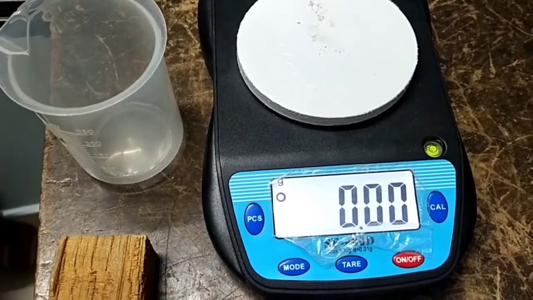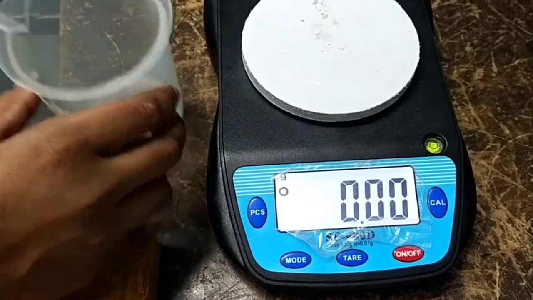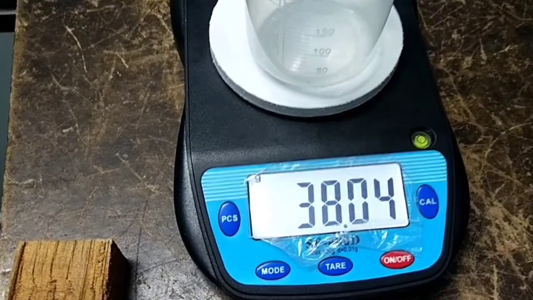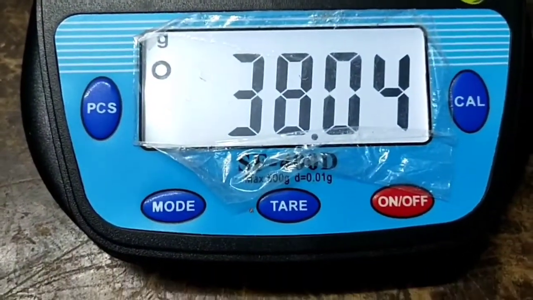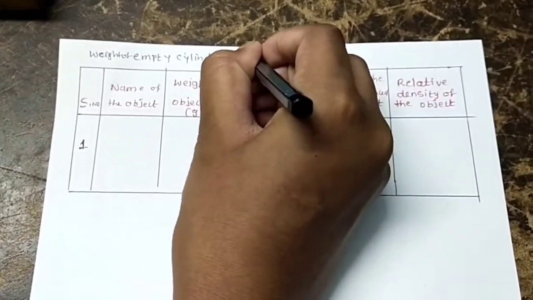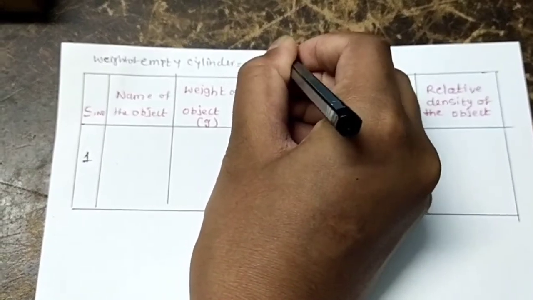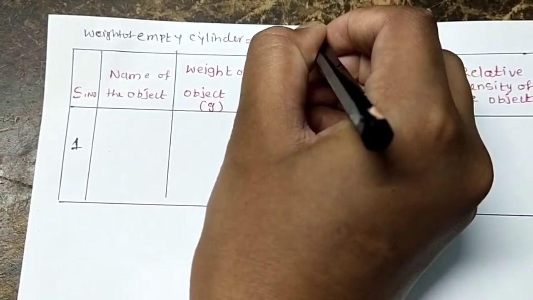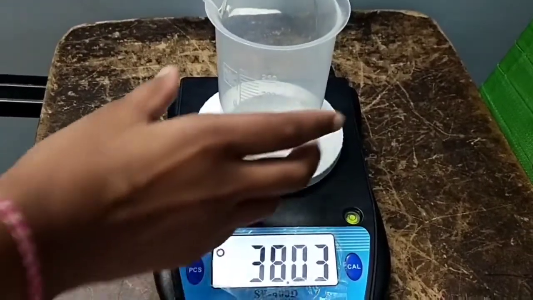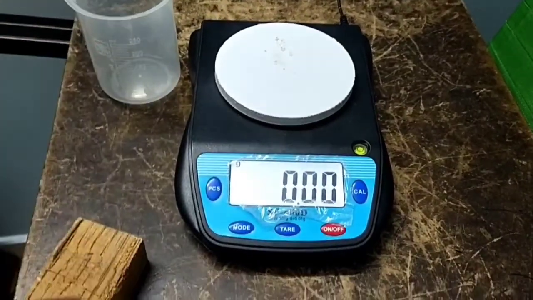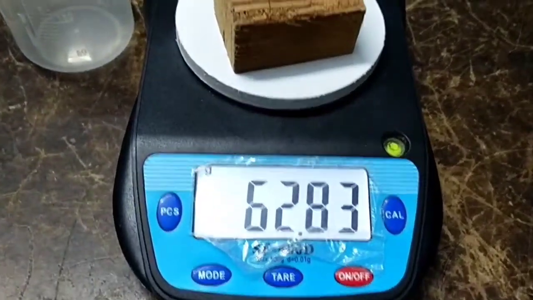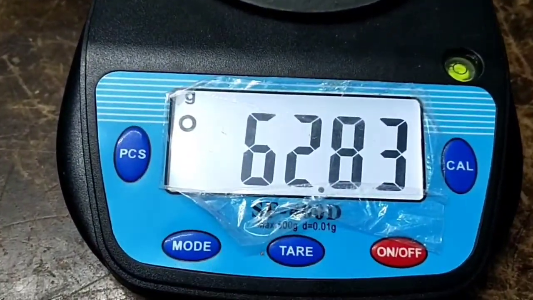Now we will do the procedure. First, weigh the 50 ml measuring cylinder. Now note the reading. Now take it off. Weigh the wooden block. Here you can see that it is 62.83.